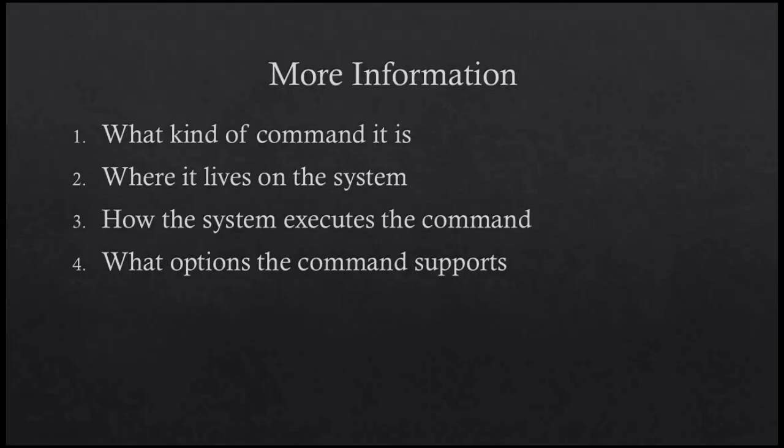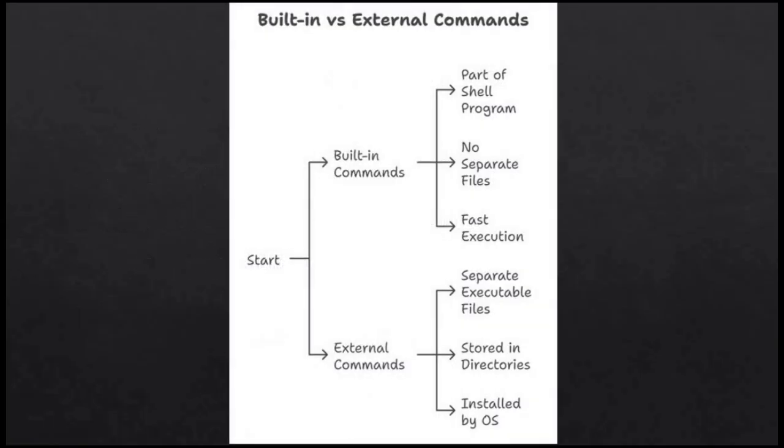The first thing that I want to talk about here are the different kinds of commands in Linux. There are two different kinds of commands in Linux: built-in commands and external commands. Built-in commands are part of the shell program itself, like the bash program. They are actually built into the shell and therefore do not exist as separate files. Examples are cd, echo, and pwd. These commands execute quickly as no new processes are spawned.